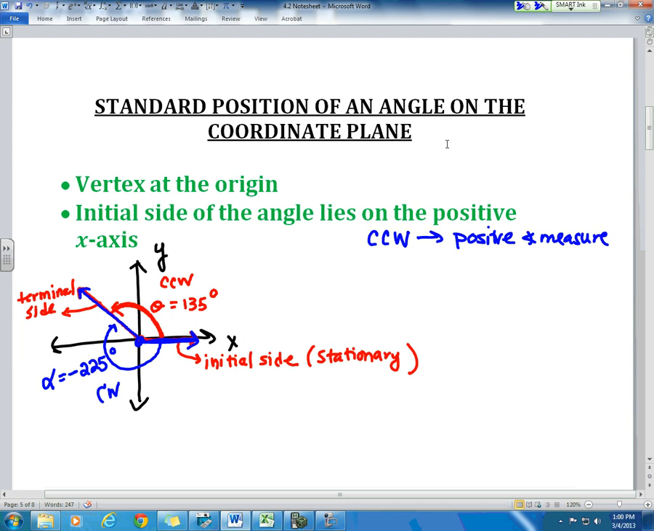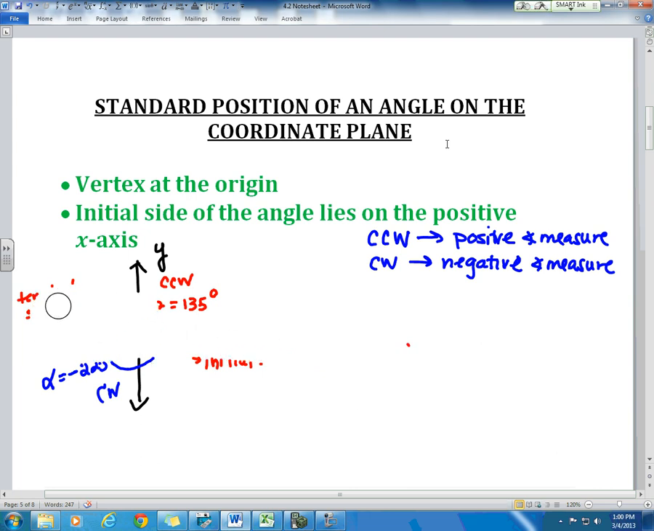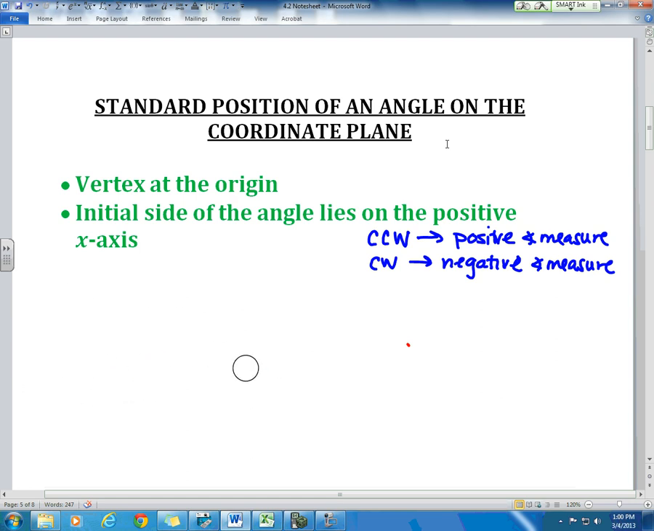So counterclockwise is a positive angle measure. Clockwise is a negative angle measure. So depending on what type of movement we have to make around the coordinate plane will depend on the positive or negative sign in front of our angle measure. Now, while I have this drawing here, I might as well talk a little bit about those angles that I mentioned in section 4.1 that are larger than 360 degrees.